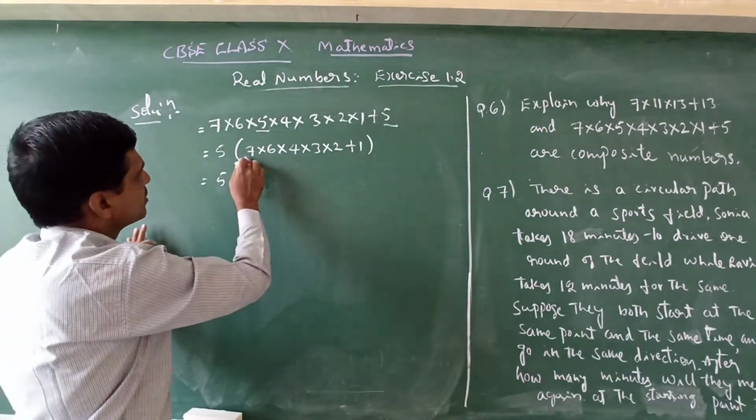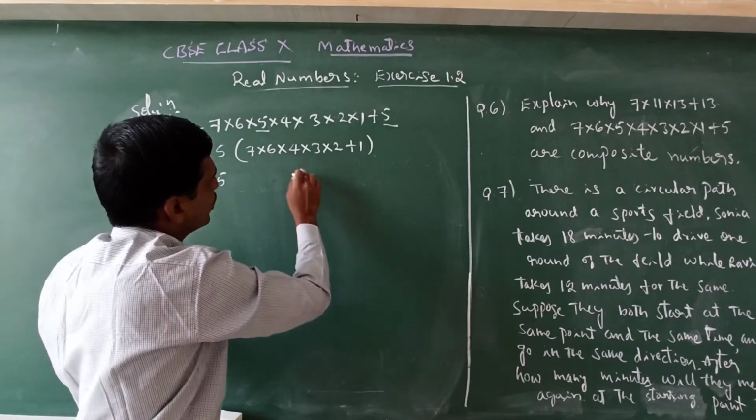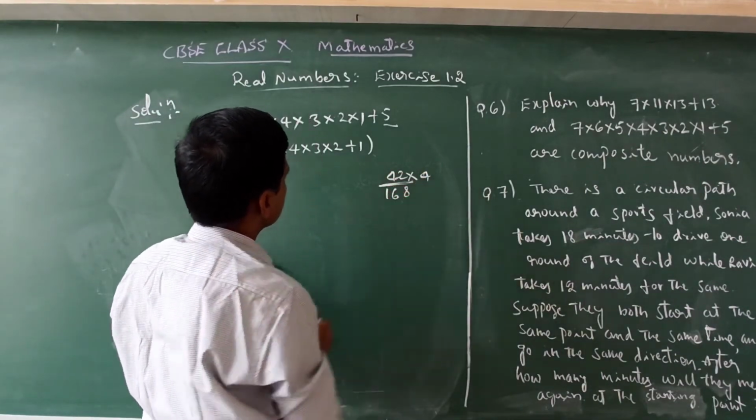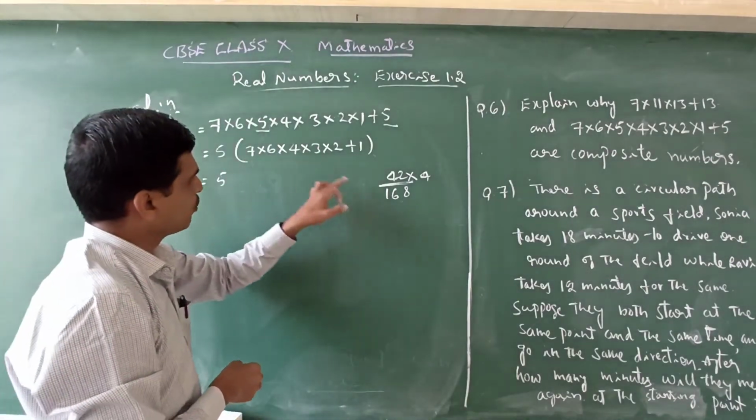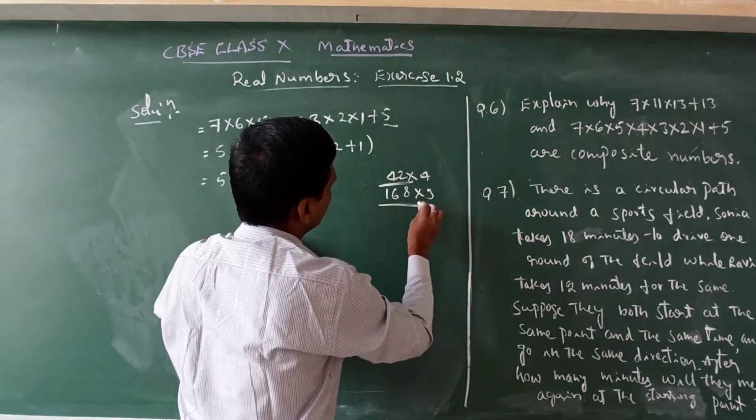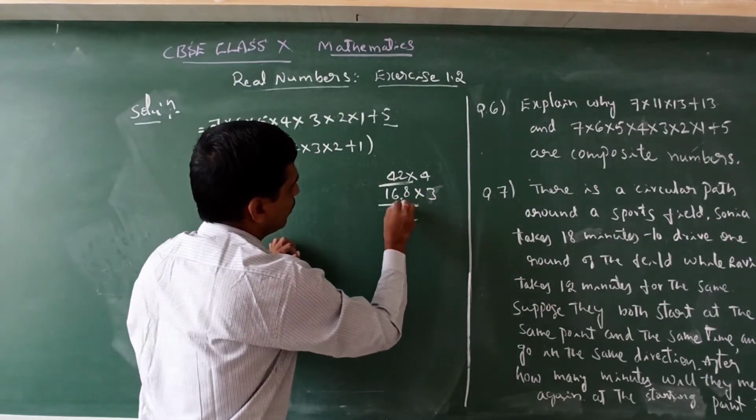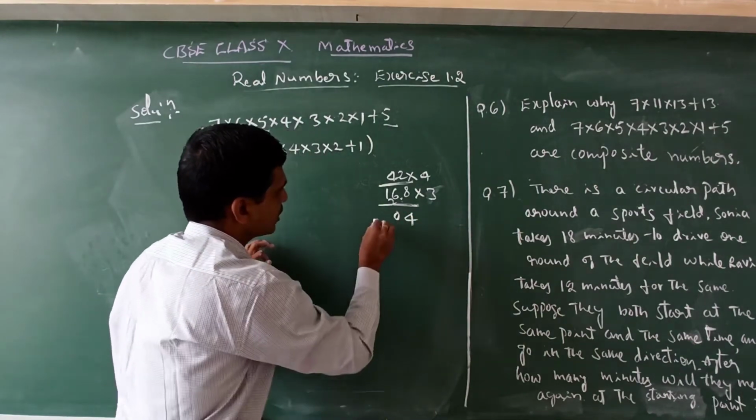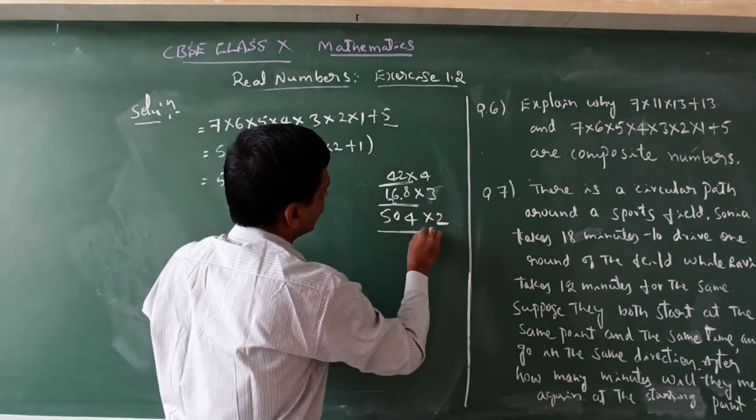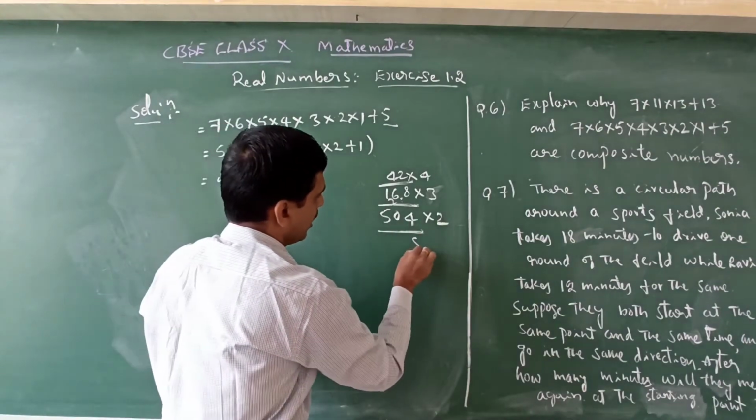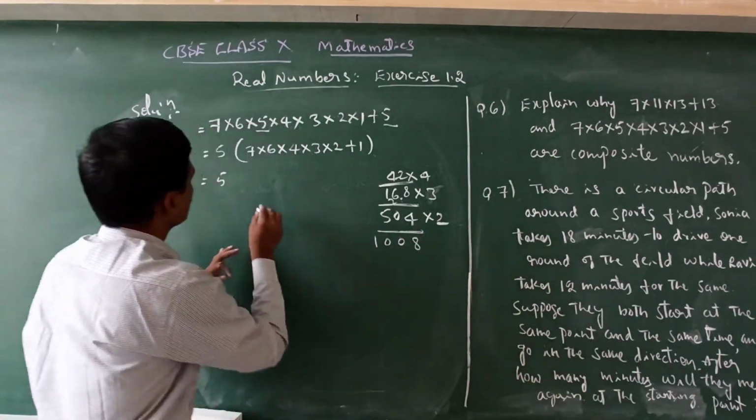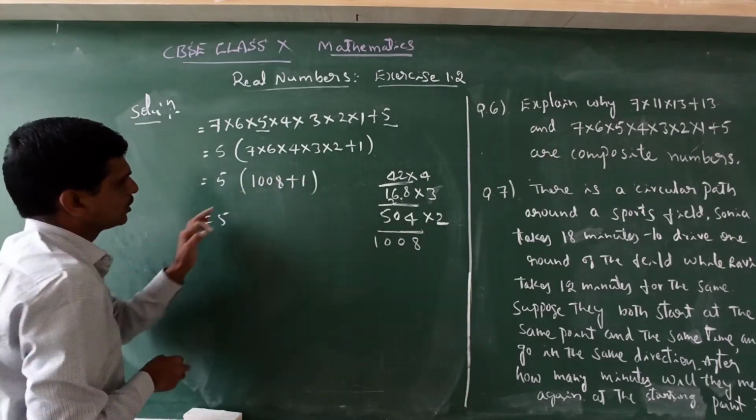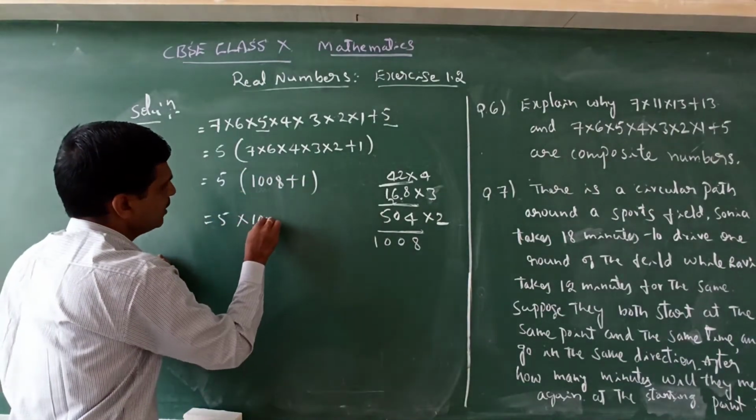Now simplify. 7 sixes are 42. 42 into 4, that is 168. 168 into 3 is 504. Into 2 gives 1008. So you get 1008 plus 1, which is automatically 1009.